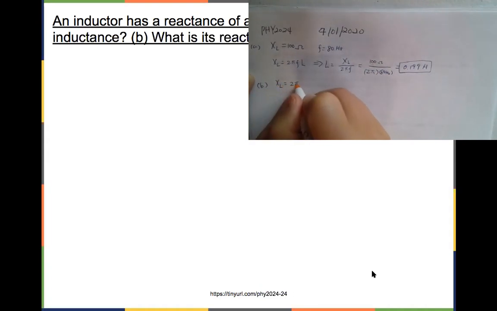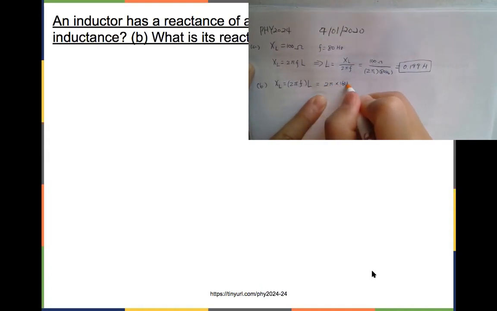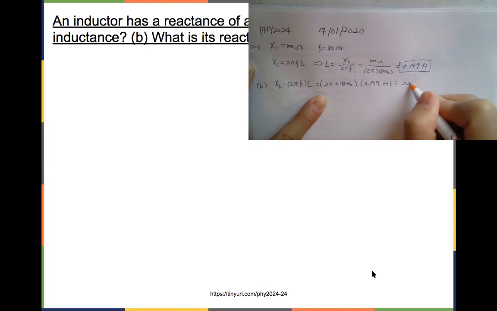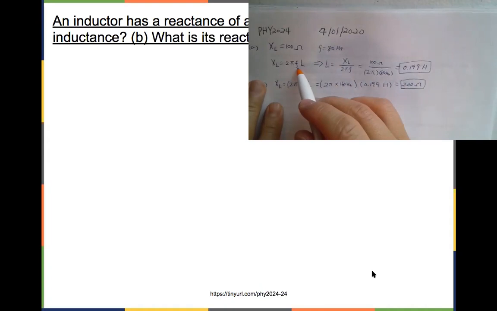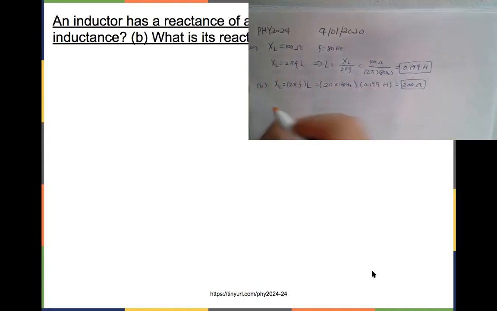All right, now B says if you increase the frequency to 160, what will be the new reactance? So then you just use the new frequency, but use the same inductance you have there. So 2 pi times 160 hertz, multiplied by 0.199 Henry, should be equal to 200 ohms. Or if you know the relationship, if frequency increases by a factor of 2, then this should also increase by a factor of 2. Then you can directly say it's going to be 200. Okay, so if you realize it that way, all right.